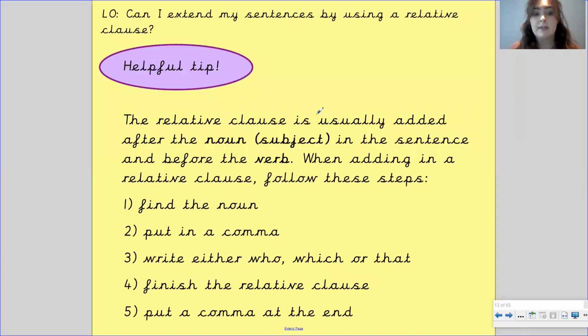Now, here's a helpful tip. The relative clause is usually added in after the noun, which is a person, place, or thing, or our subject, in the sentence, and before the verb. So when adding in a relative clause, you need to follow these steps. Find your noun, so the person, place, or thing. Put in a comma after your noun. Write either who, which, or that. Finish off your relative clause and put a comma at the end of your relative clause. Then write the rest of your sentence.